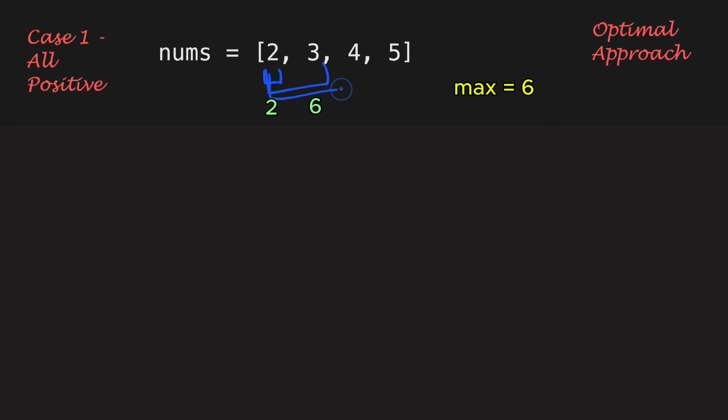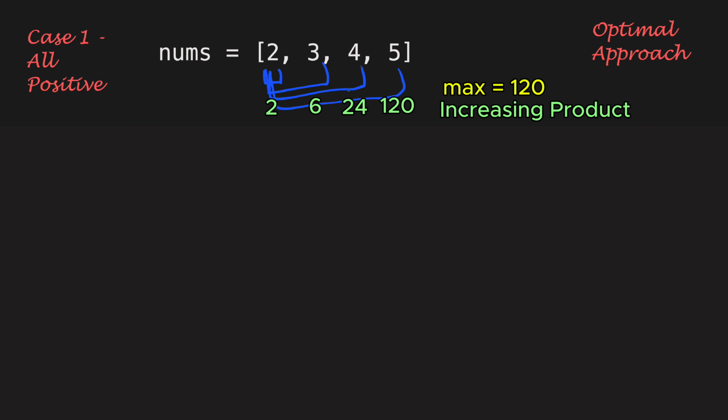And if we include 4, now the product of this subarray is 24, which is also the maximum product. And finally, when we take the full subarray, then the product becomes 120, which is the maximum product we have seen so far. So if the array contains only positive numbers, the product of a subarray will keep increasing as we include more elements. And adding additional elements to the subarray will always result in a larger product. And this case was straightforward.